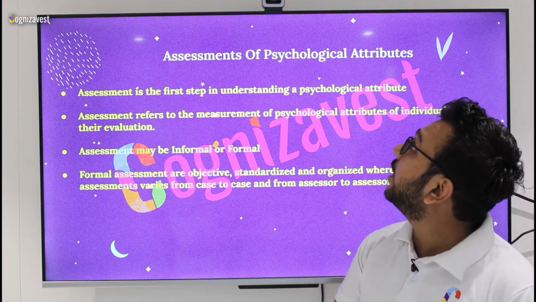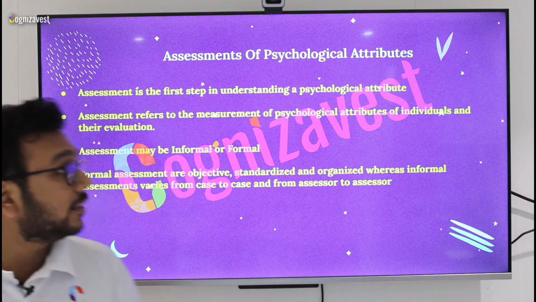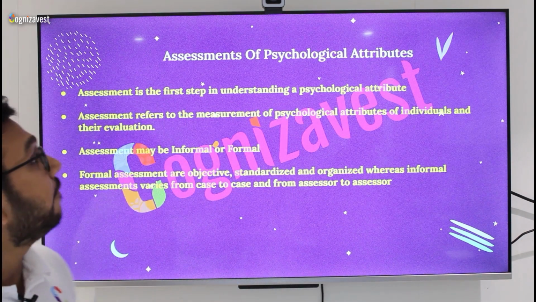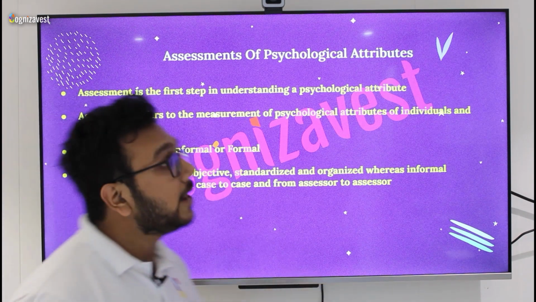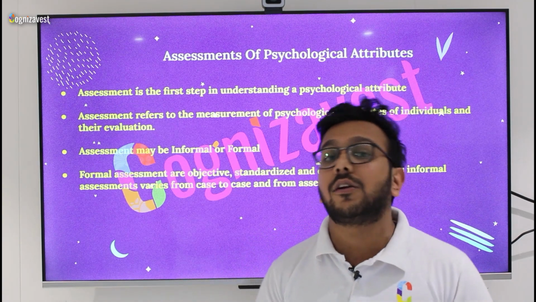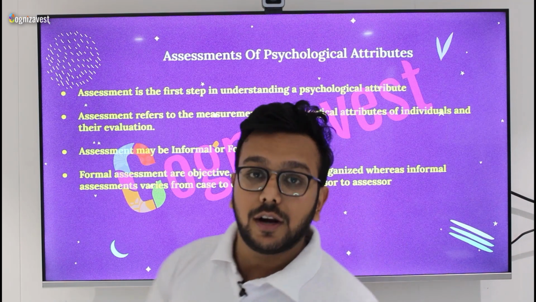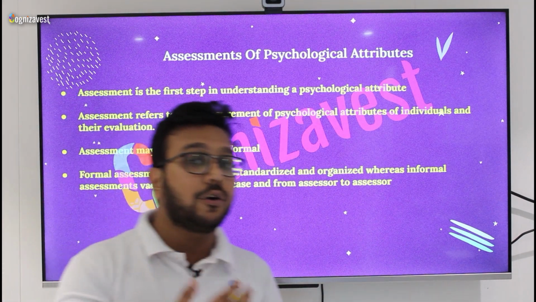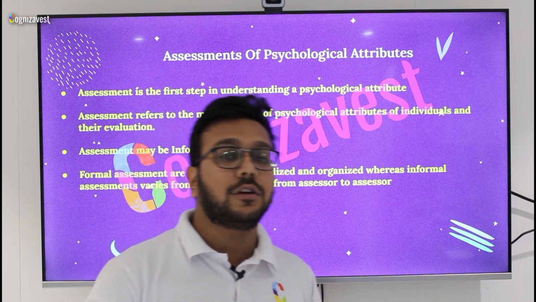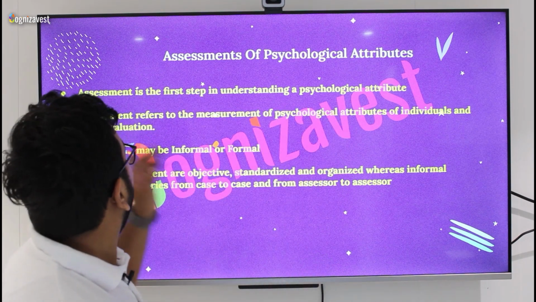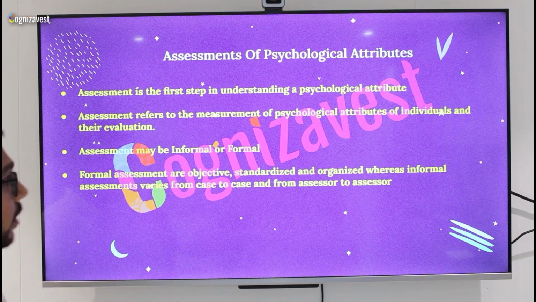Moving on is our assessment of psychological attributes. अब ये चीज जो हमने individual differences के बारे में, situationism के बारे में जानी, हम इस चीज को measure कैसे करते हैं, which is through the mode of assessment of psychological attributes. Assessment is our first step in the understanding of a psychological attribute, which means आपकी quality, psychological qualities. For example, if I want to measure if you are an introvert or an extrovert, I would be using an assessment of your psychological attribute on the basis of introversion and extroversion. So, assessment refers to the measurement of psychological attributes of individuals and their evaluation.